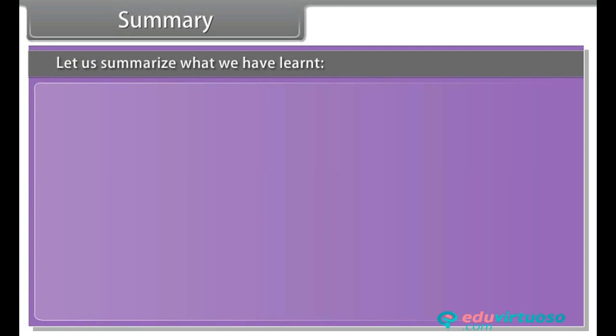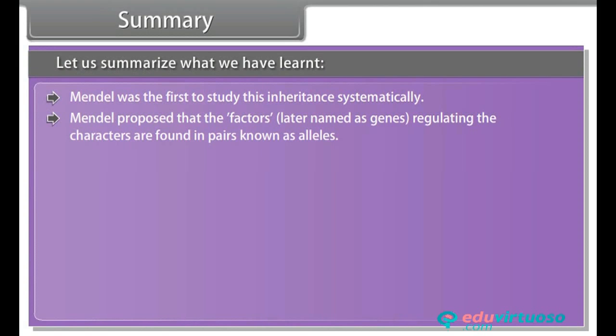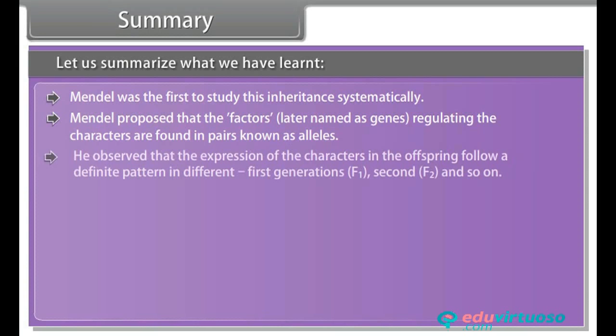Summary. Let us summarize what we have learned. Mendel was the first to study this inheritance systematically. Mendel proposed that the factors later named as genes regulating the characters are found in pairs known as alleles. He observed that the expression of the characters in the offspring follow a definite pattern in different generations, first F1, second F2, and so on.